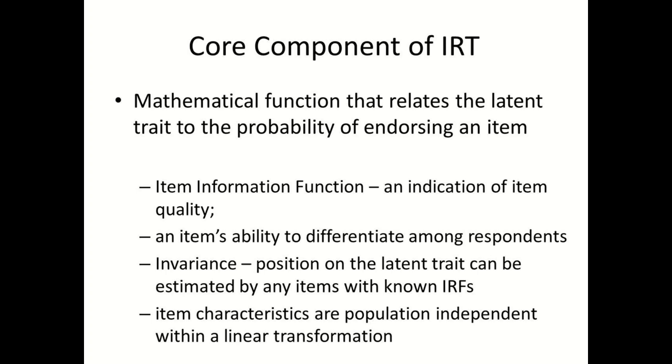Invariance is something that can be estimated with item response functions. It relates to the position on the latent variable, and any item with a known item response function can be looked at in terms of the kind of invariance. One thing that item response theorists often claim is that these item characteristics are actually population independent within some kind of linear transformation. So once you know the item characteristics of a particular test, you should be able to apply that to new populations. So that's what IRT people typically claim.